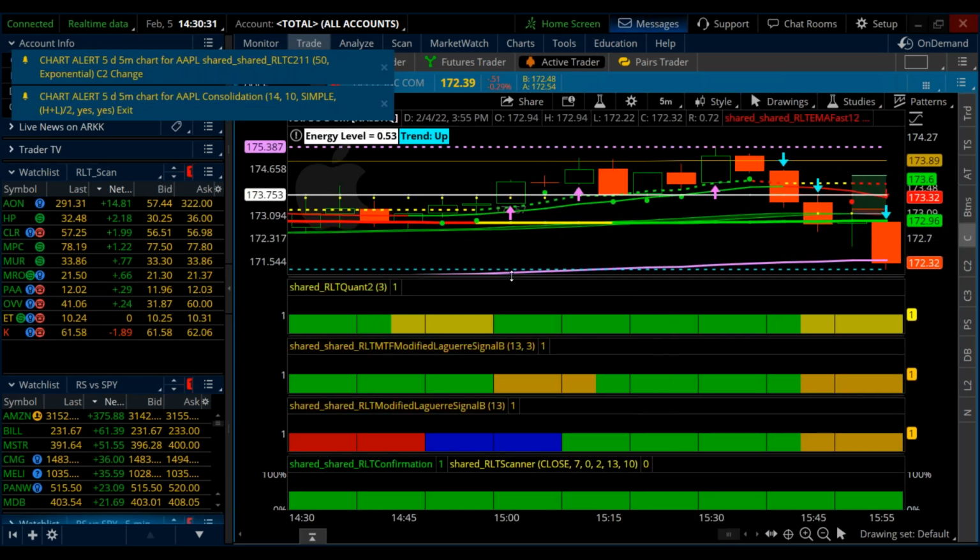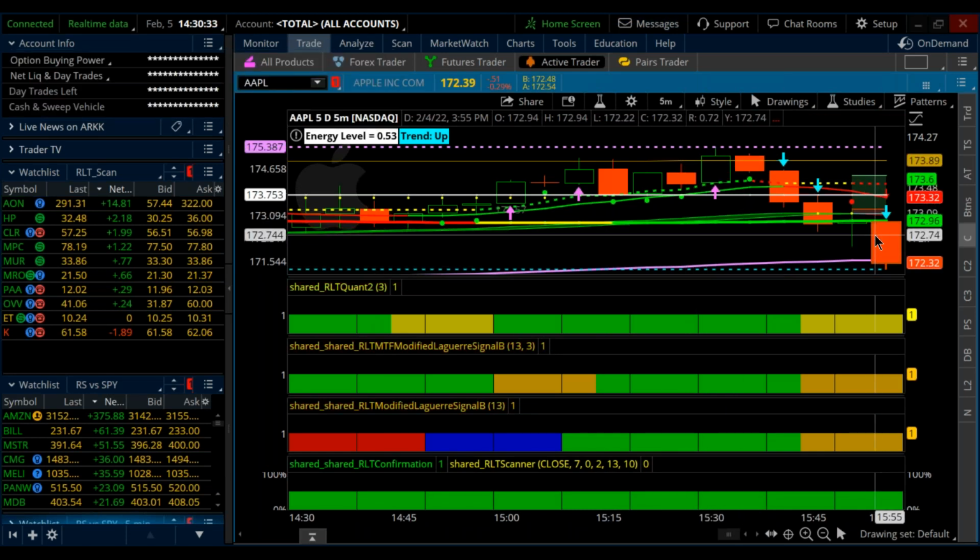Somebody wanted to see Apple into the close. And there it is. Market pulled back hard late Friday afternoon, and Apple went down with it. So I still like Apple.